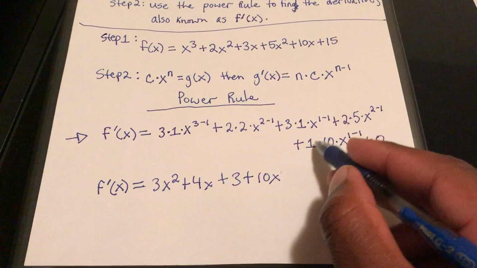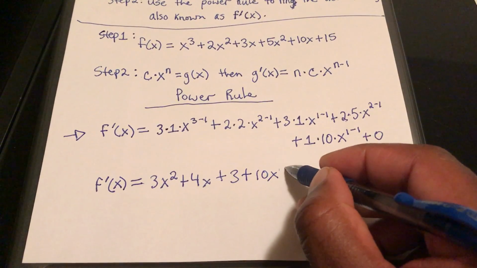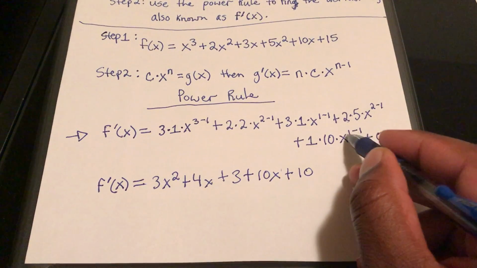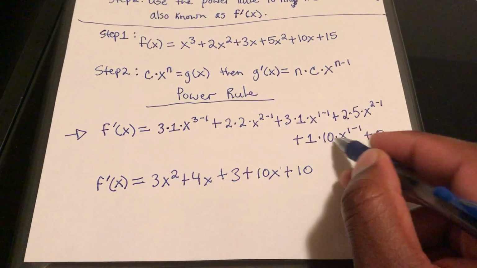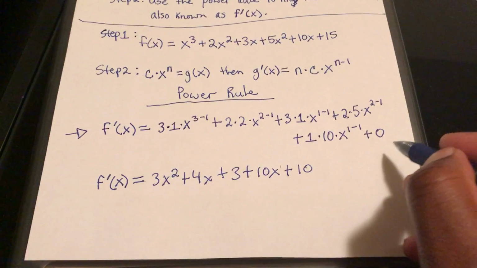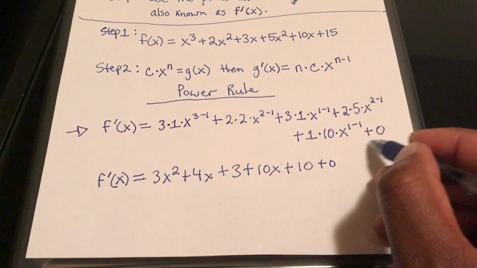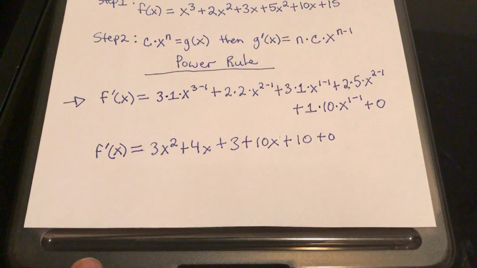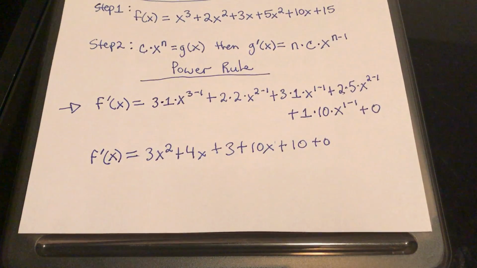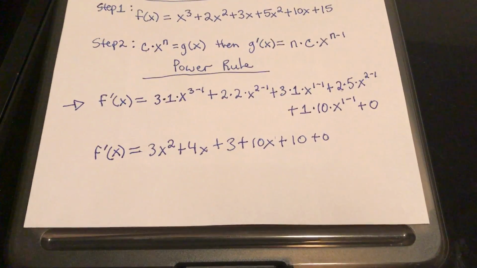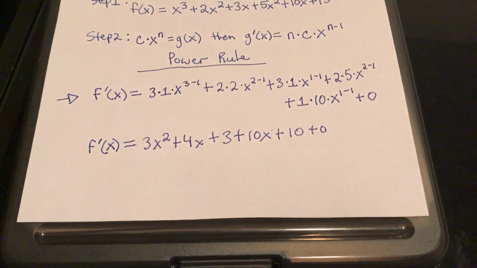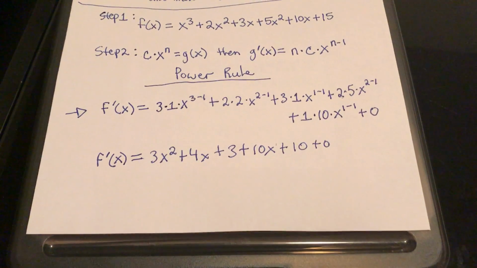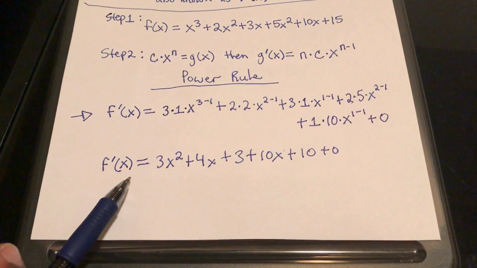Now, continuing. 10 times x to the 0 power. Well, anything to the 0 power is 1, so you don't need to write it. So that's just plus 10. And then plus 0 right here. All right? Now we will combine like terms. Actually, your teacher said you don't need to simplify, so technically, I guess this is the derivative.